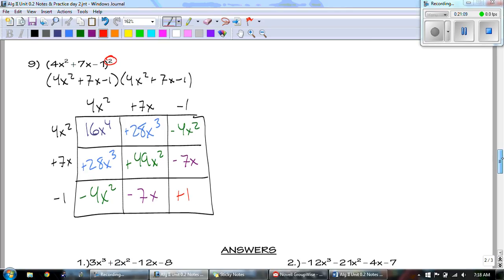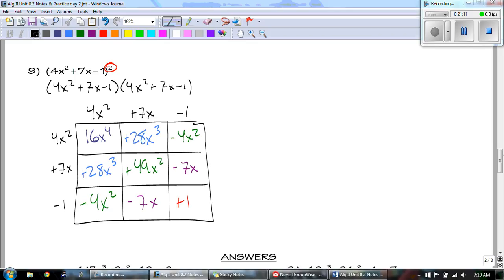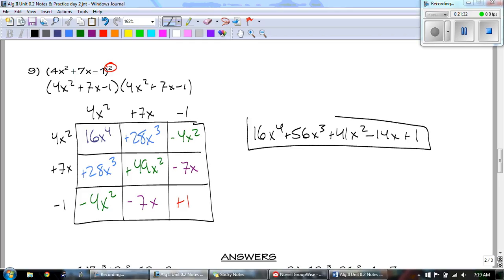Okay? And then just combine like terms, guys. The answer is on the right-hand side at the bottom, but it's 16x to the 4th plus 56x cubed plus 41x squared minus 14x plus 1. Okay?